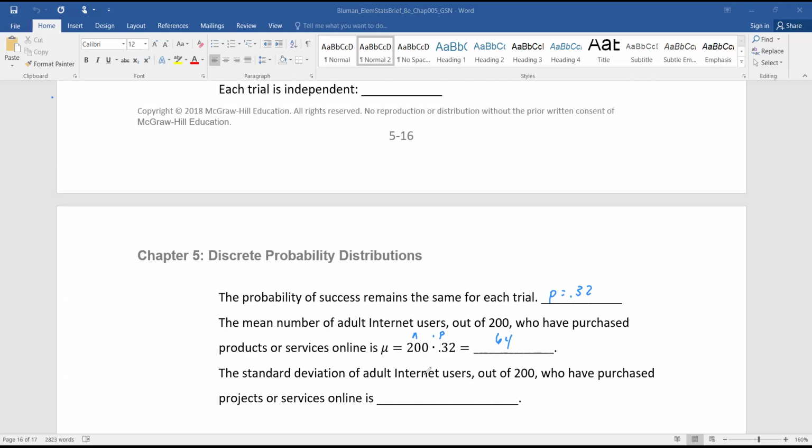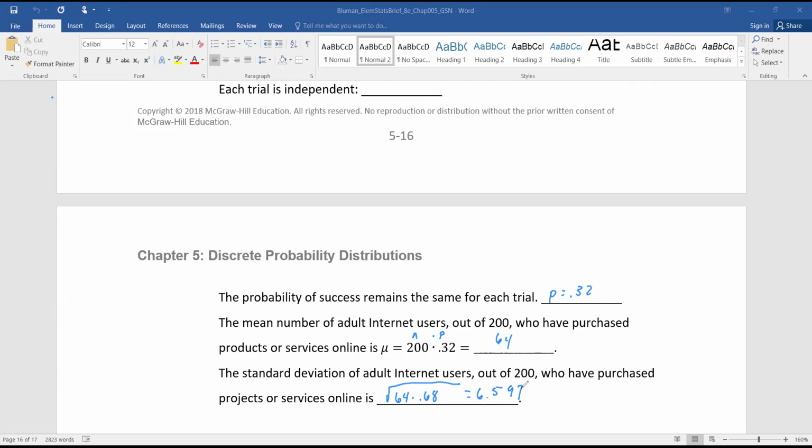And then the standard deviation of adult internet users out of 200 who purchase these products. Remember, the standard deviation is going to be the square root of the mean, so that's 64 times the probability of failure. That would be 1 minus 0.32, which comes out to 0.68. And that comes out to be about 6 points, we'll go 3 decimals, so 6.597. All right, so our standard deviation, about 65% of our data, again, should come out 6.5 plus or minus people saying yes, they use internet services.